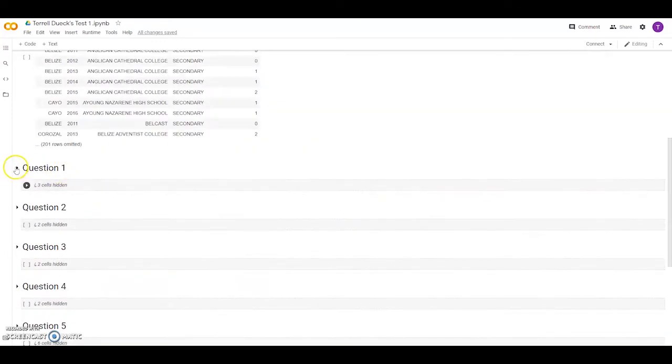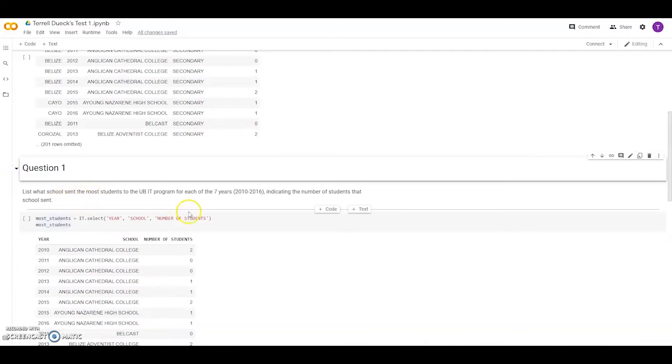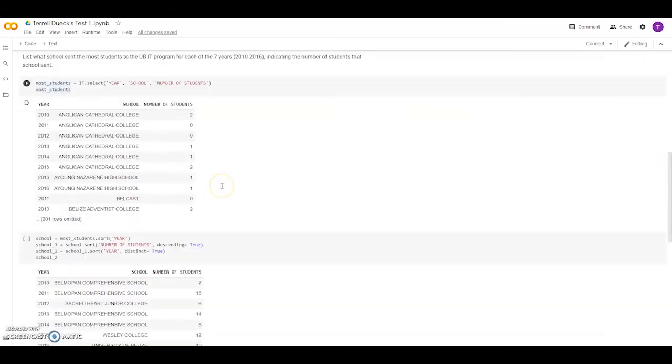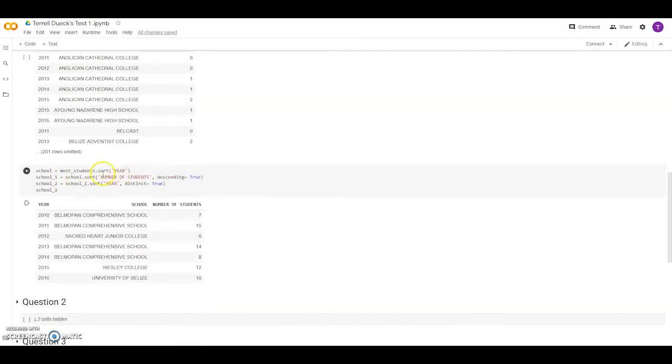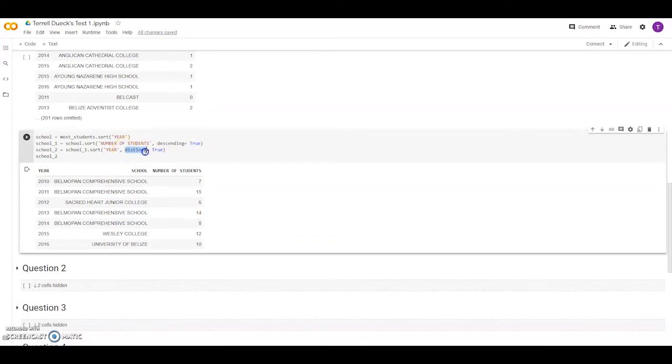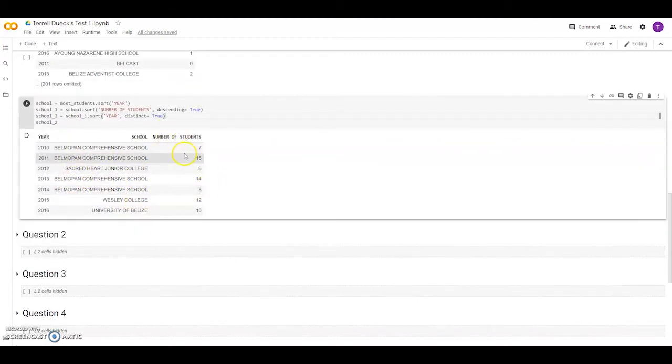Question 1 states, list what schools sent the most students to the UBIT program for each of the 7 years, indicating the number of students that school sent. So we selected the year, school, and the number of students. As we go down, we started sorting by year and number of students, and we made sure that we set descending to true. Then we use the next word, distinct, which allows us to use it for each of the years only, which gave us this table.